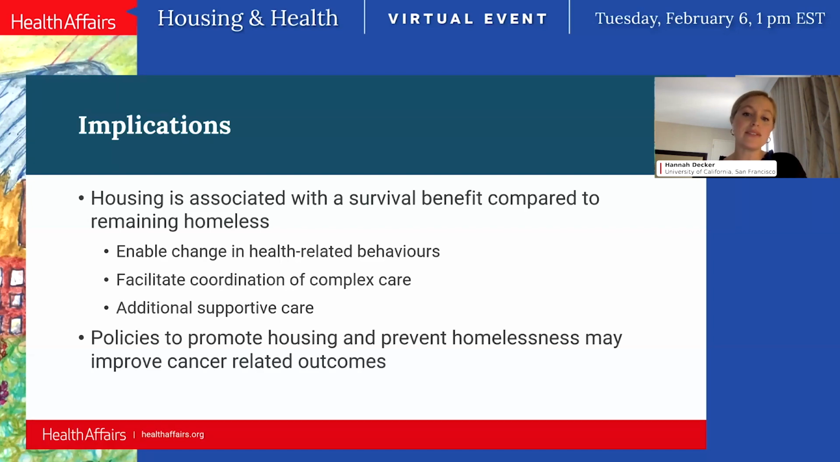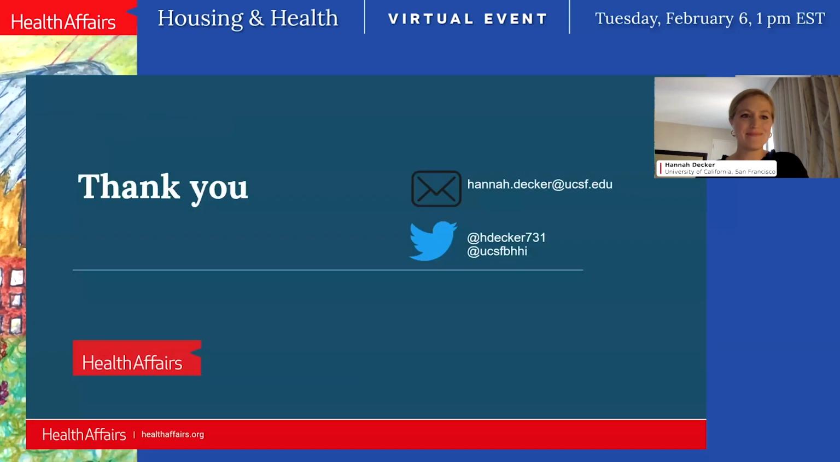And then finally, gaining housing in this setting is likely also a surrogate measure for additional supportive care, including caregivers, social support, access to transportation, and support for appointments, which veterans can get through the VA. But in sum, our research suggests that policies to promote housing and prevent homelessness might improve cancer-related outcomes. Next slide. Thank you.